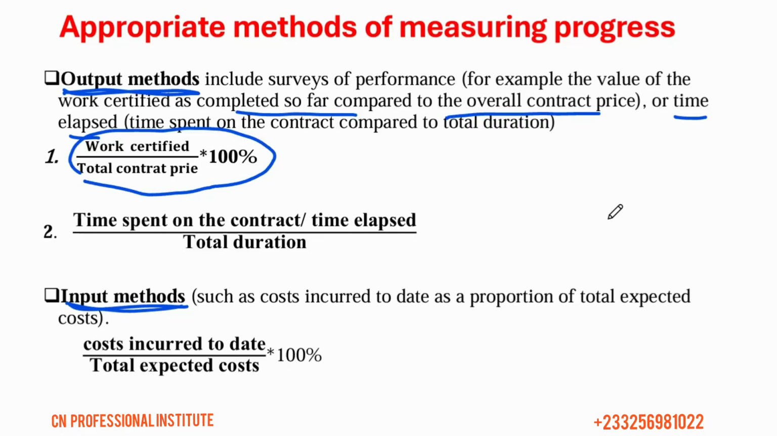How do we get the total contract price? The total contract price is mostly spelled out in the question. That's the amount you are charging the customer for the whole project. So if for the whole project you are charging your customer 5 million to build the whole house, the 5 million is your total contract price. That's normally given in the question. The next one is work certified, work certified over the total contract price.